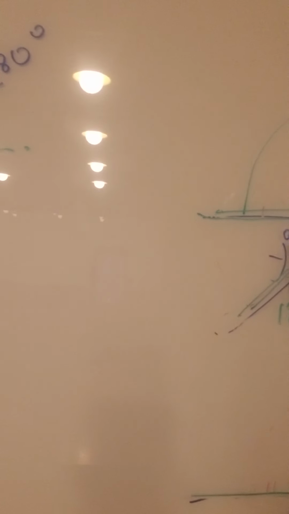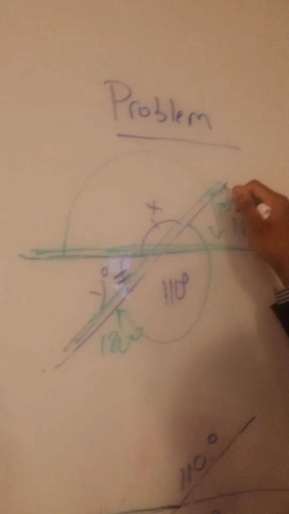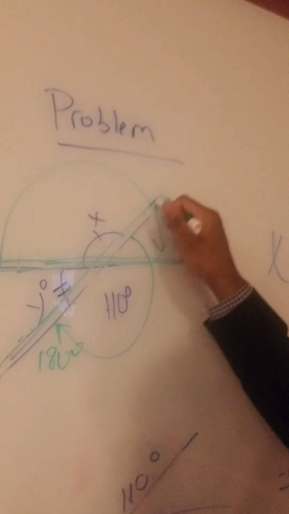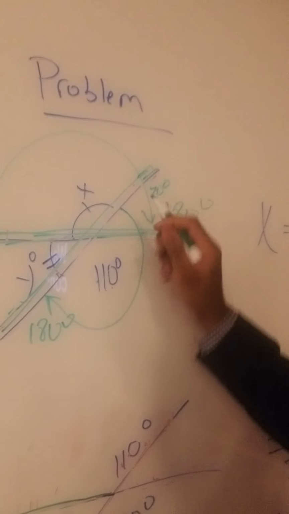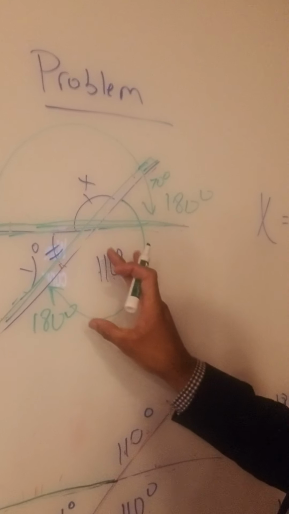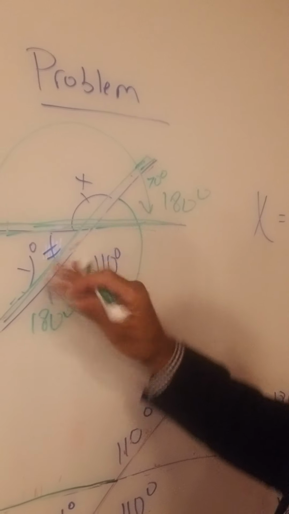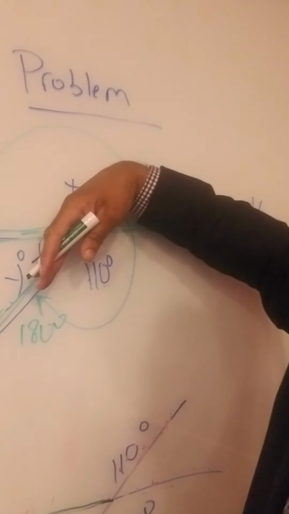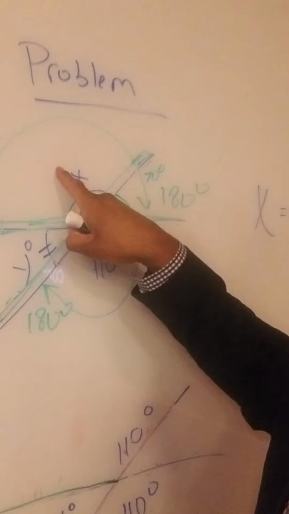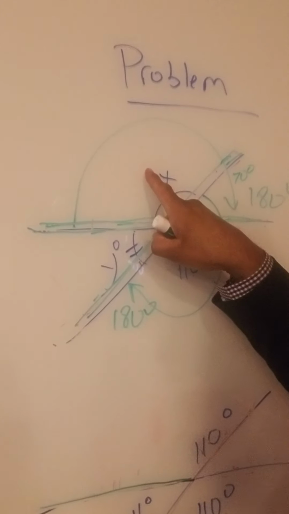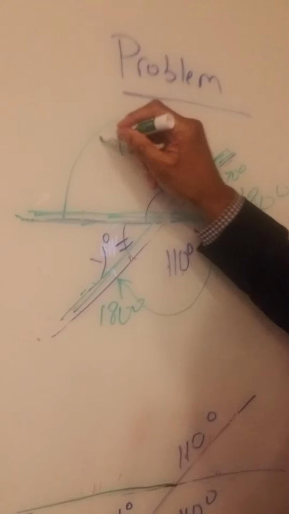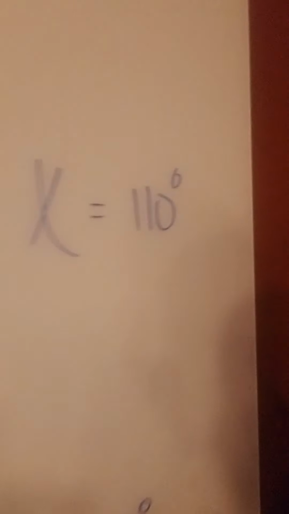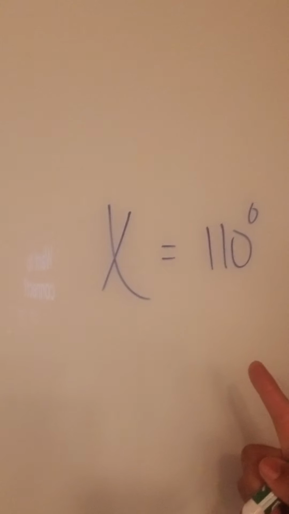There's another way to look at it. We know that from here to here is position 1, but from here to here is position 2. We know it's a flat line and it's shifted. So it went from here to here. So this space has to be the same as that space because it's the same line. So if this is 110, this is 110. So x is 110.